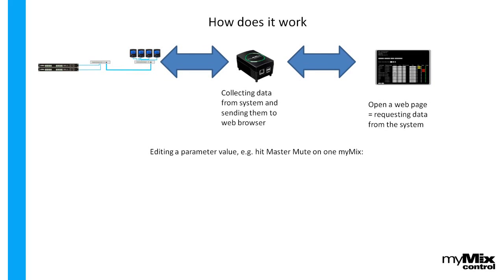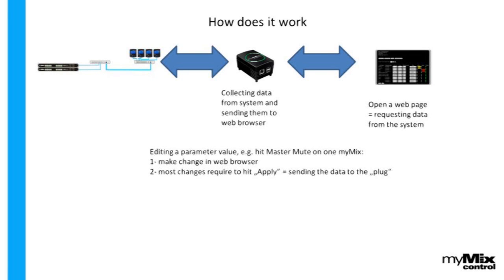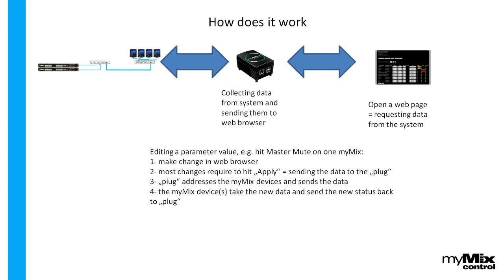Let's say you hit master mute on one MyMix. So you make the change in the web browser. Depending on the action, you might need to hit apply to actually send the data to the plug. The plug addresses the MyMix devices and transfers the data to them. Once the MyMix receives the new data, it changes its status and sends the new status back to the plug, which then becomes visible on the web browser. All this data is added permanently to the running memory of the MyMix plug.